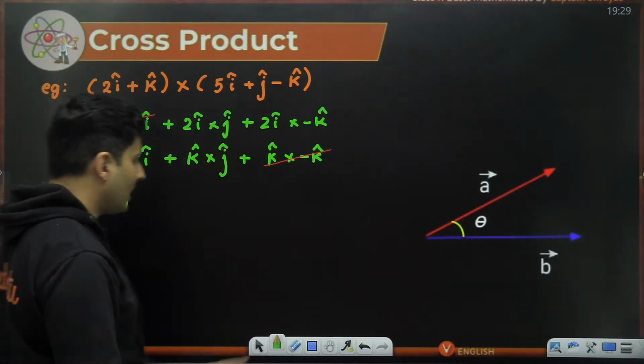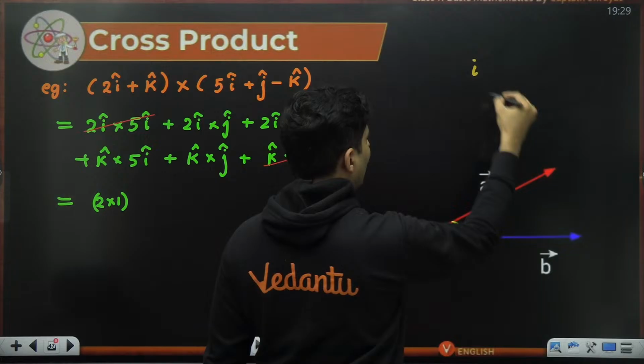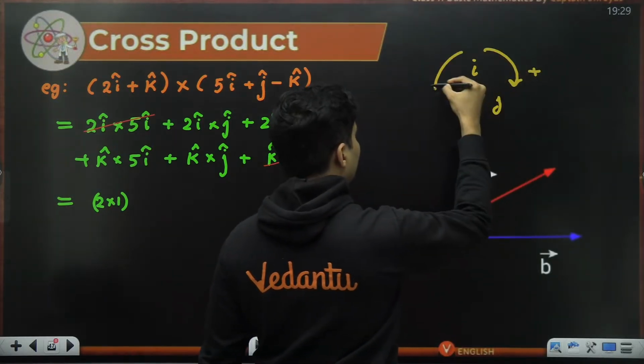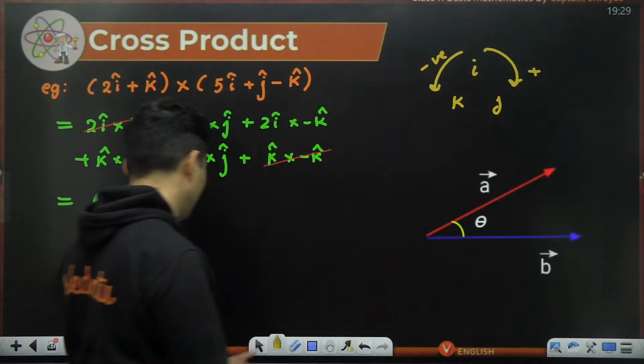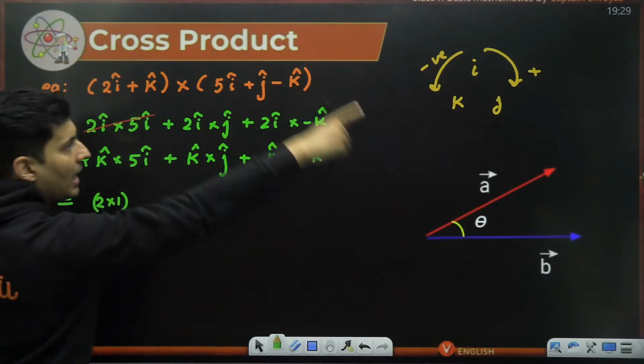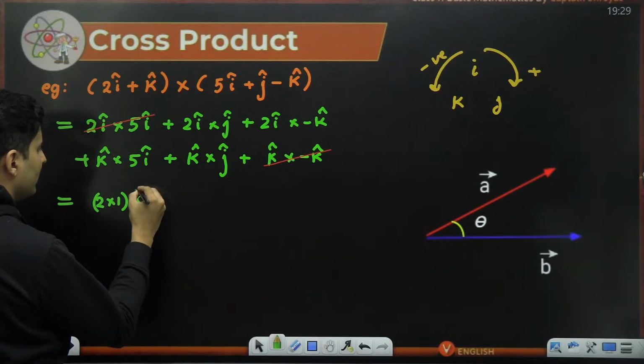I into j. What is I into j? If you have forgotten, no issues. I, j and k. This is positive. This is negative. Keep that in mind. Now do it. I into j is clockwise. So it is positive k cap.